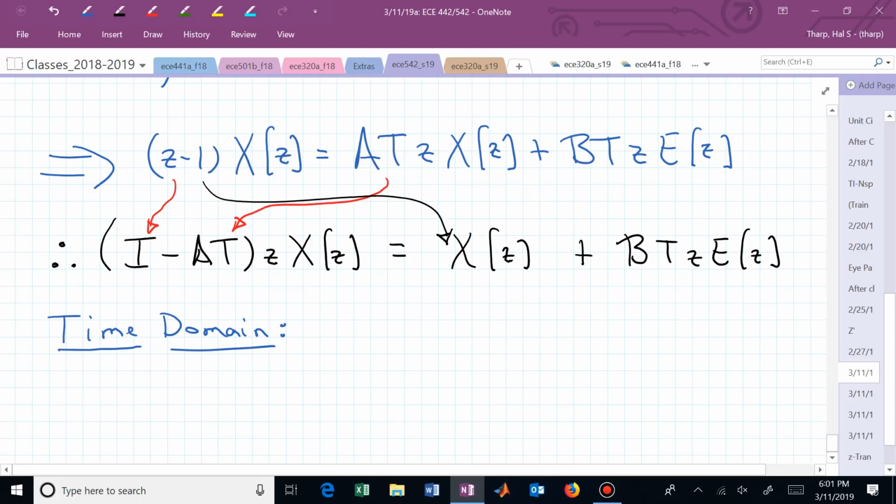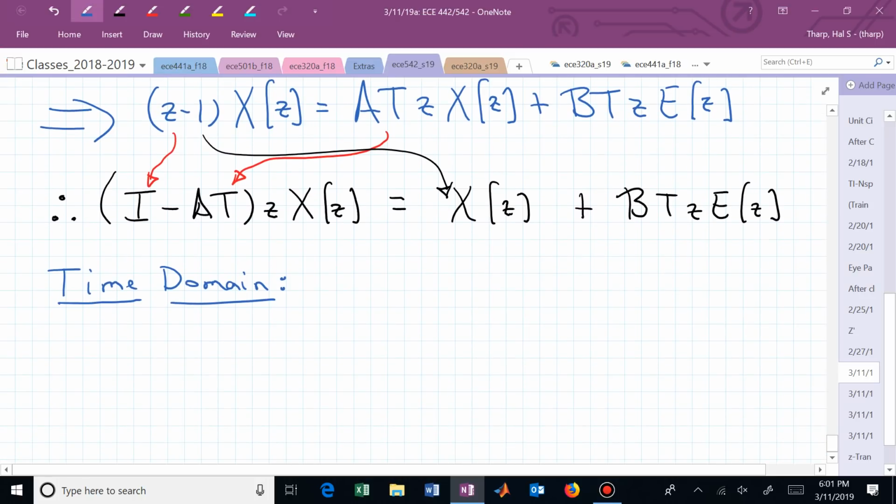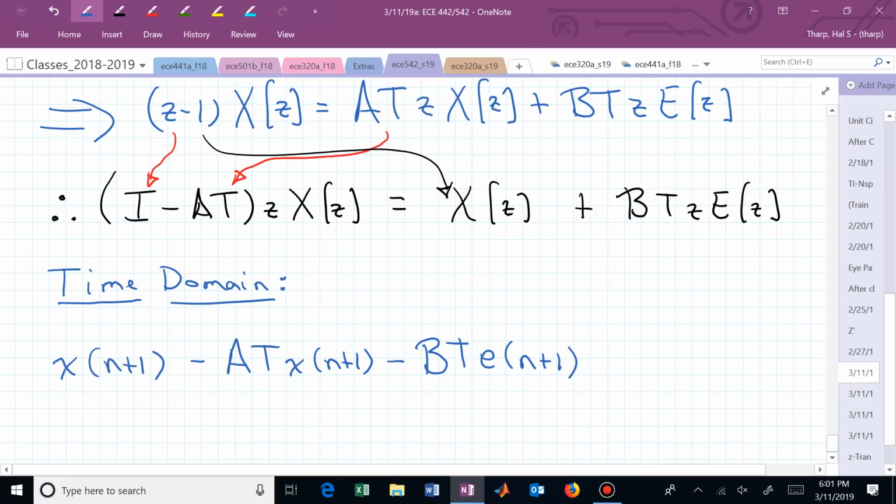And what I actually want to do is put all of my advanced terms on the left of the equality sign. That means I need to bring that BTZ E of Z over to the left of my equal sign, and it's going to now be an advanced form of my input signal E. What else is over on the left? I have little x of n plus 1 minus AT x of n plus 1 minus BT E of n plus 1.